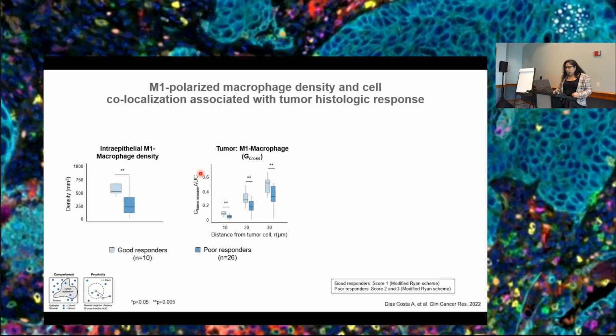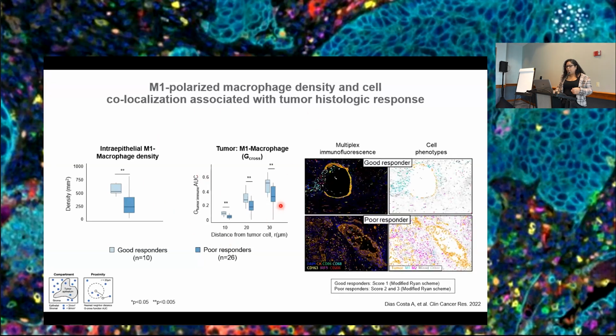In addition, we also found that greater colocalization of M1 polarized macrophages and tumor cells also associated with better response, as measured here by G-cross. And this was also confirmed here, as you can see in the images.